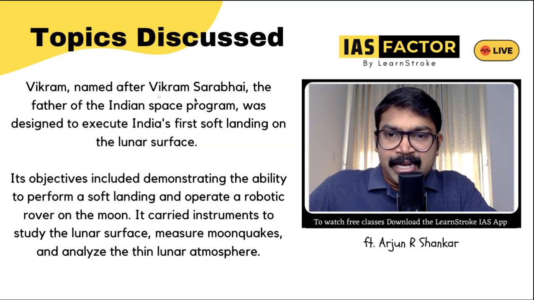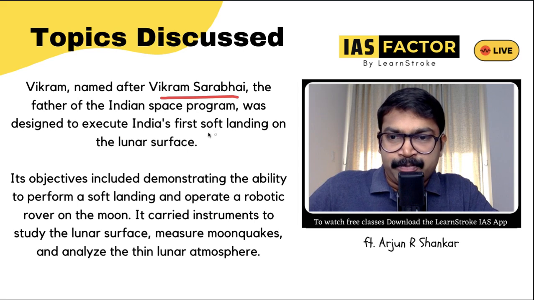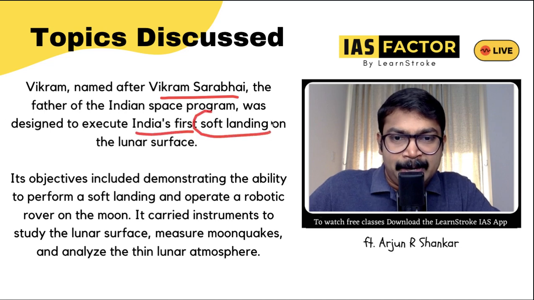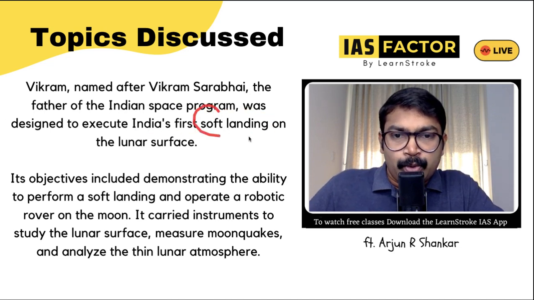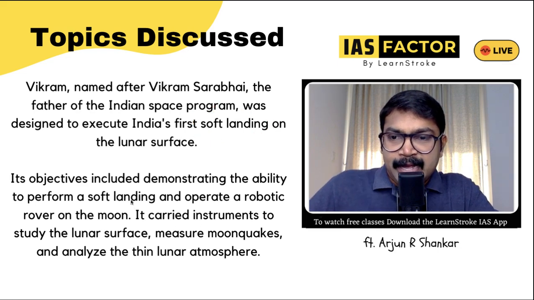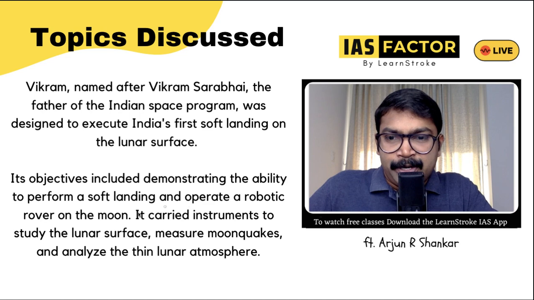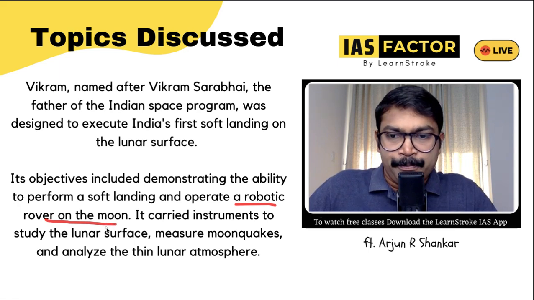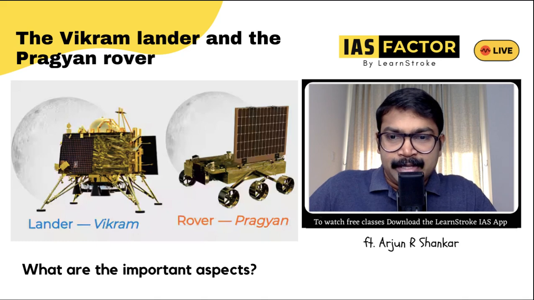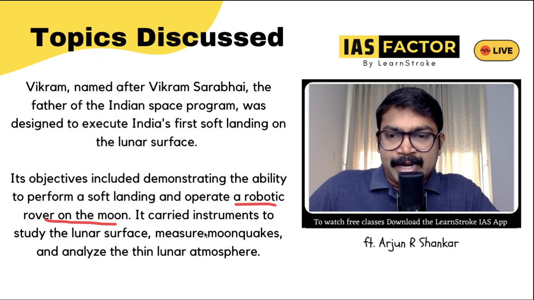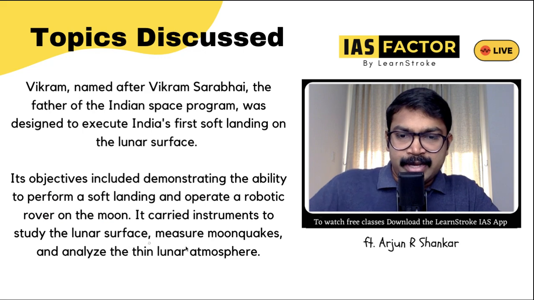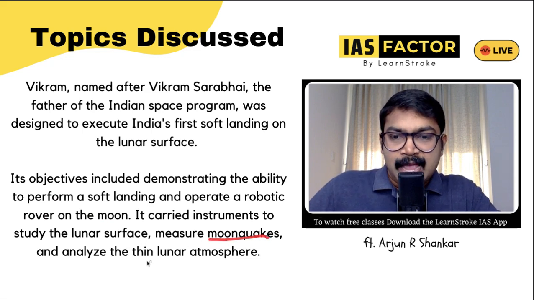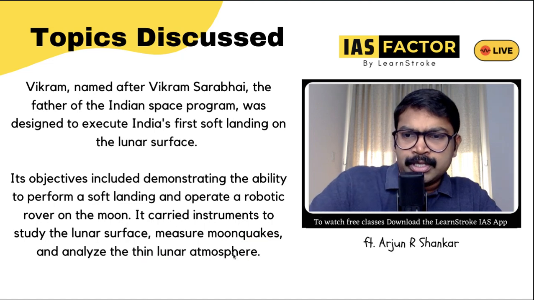So Vikram, which was named after Vikram Sarabhai, the father of the Indian space program, was created to do a soft landing on the lunar surface, and the objectives included demonstrating the ability to perform a soft landing and operate a robotic rover on the moon. So you can see the lander. It carried instruments to study the lunar surface, measure moonquakes like earthquakes, and analyze the lunar atmosphere. So all this was important.